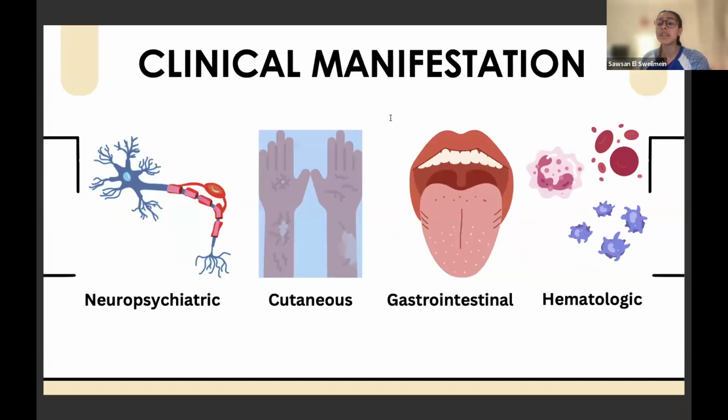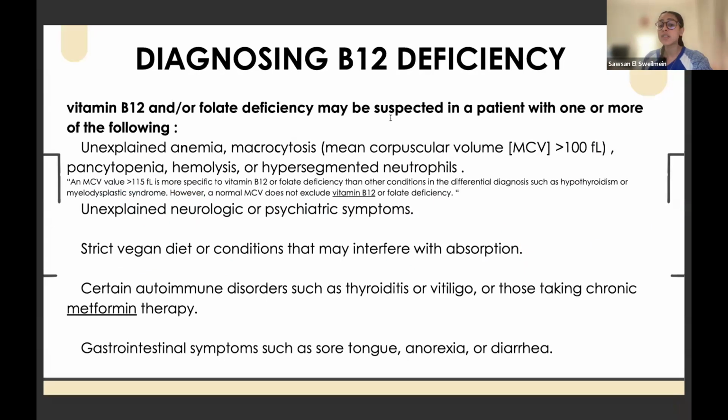So, in order to diagnose B12 deficiencies, we usually suspect it in patients with either unexplained anemia, unexplained hemolysis, pancytopenia, macrocytosis, the presence of hypersegmented neutrophils. However, we want to keep in mind regarding the MCV that a normal MCV does not exclude a B12 deficiency or folate deficiency. And I've learned from one of the academy's members, Rahul, our friend, that is going to be presenting soon, that we can have multiple processes happening together at the same time. So having a normal MCV does not exclude a B12 deficiency.